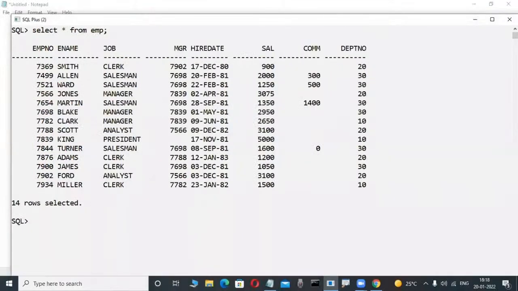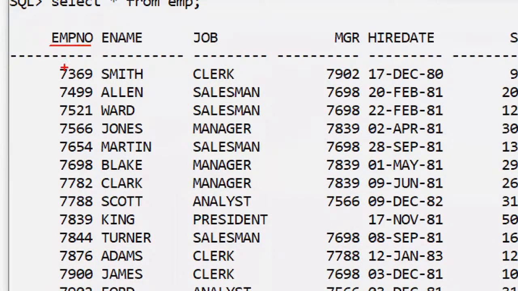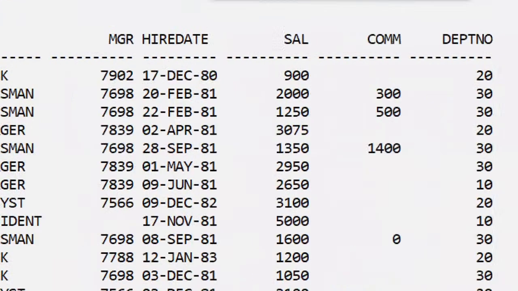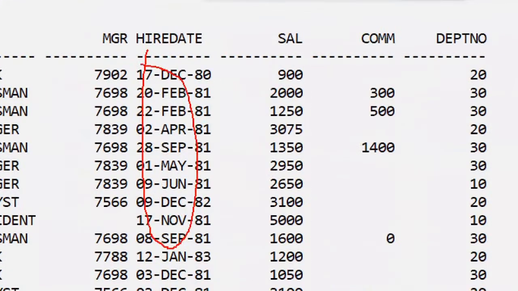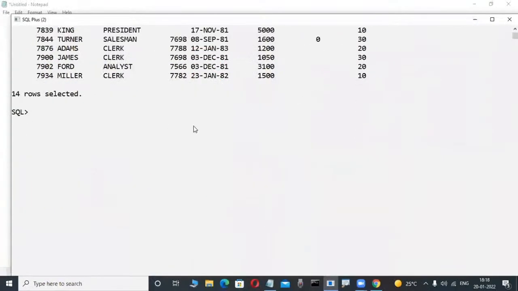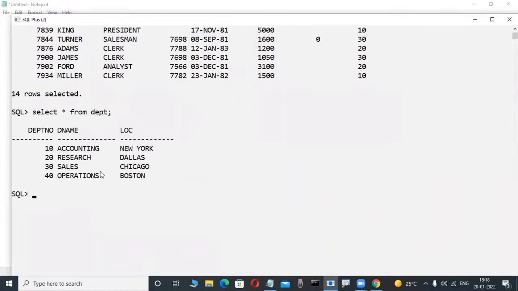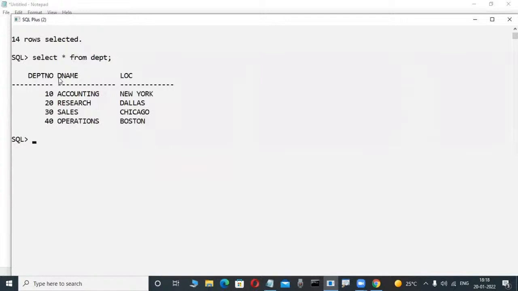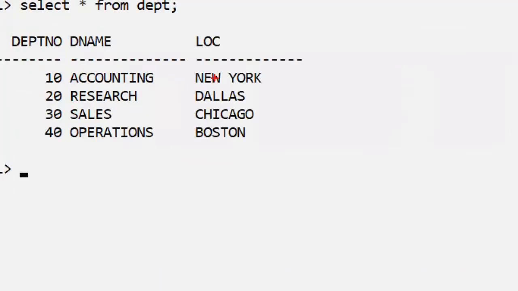Observe slowly here. This is a matrix format. In the employee number column, only numbers are available. In this column, only characters are available. In this column, only dates are available. That's why the data is stored in a structured manner. In a relational database, structured data is there. A structured collection of data.